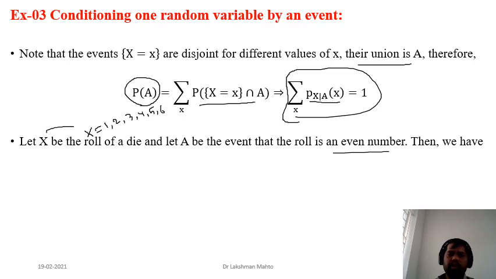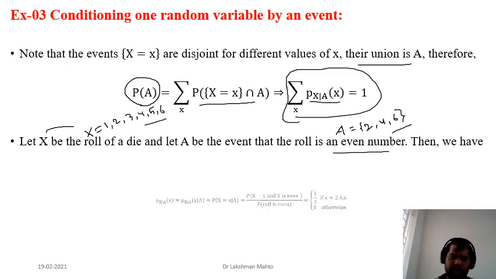Now, here partial information is given: A is the event that the roll is an even number. So what are the even numbers in this rolling of a dice? 2 is even, 4 is even, 6 is even. These are the outcomes in A. So we know about this outcome, this outcome, even number, even number. Then based on this given information, what would be the conditional probability mass function of x?